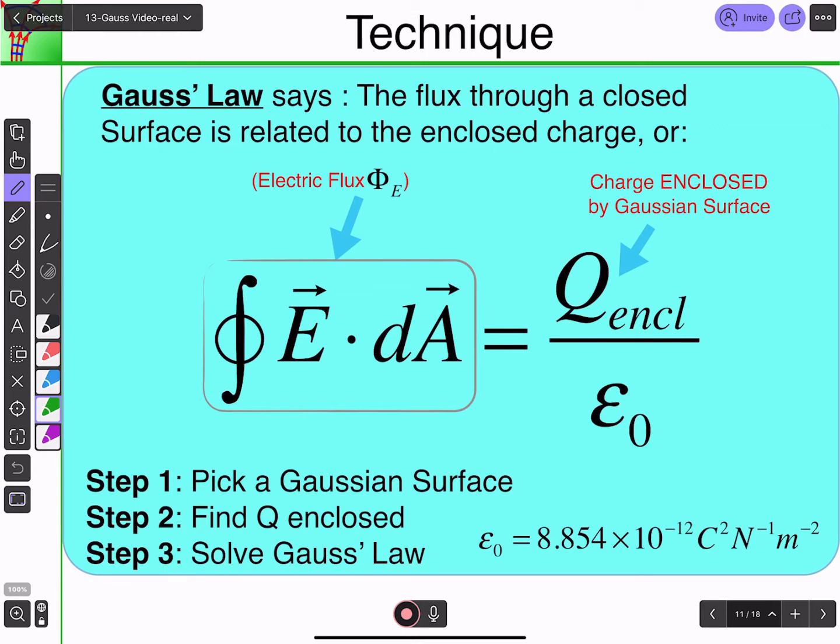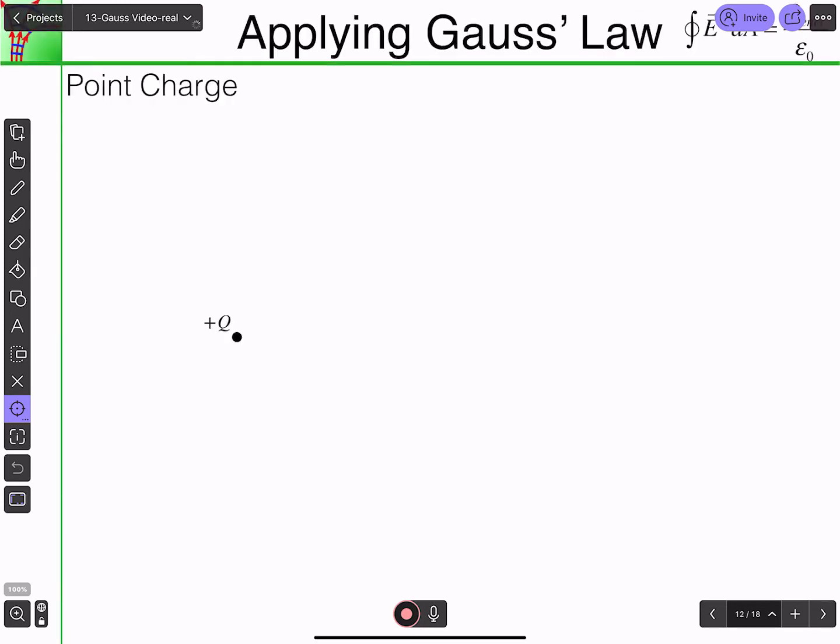Okay, so let's use Gauss's law to calculate some electric fields for very specific situations. Here's Gauss's law again, right? The integral of the electric field over the area, that's the flux, is equal to Q enclosed over epsilon naught. And we're going to use this to find some electric fields for some very specific situations. We'll pick a Gaussian surface, the thing that we're going to integrate over. We're going to find how much charge is inside the Gaussian surface, then we're going to solve Gauss's law. Pretty straightforward. So the first case we want to do is for a point charge.